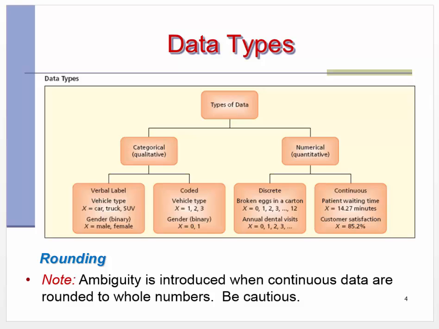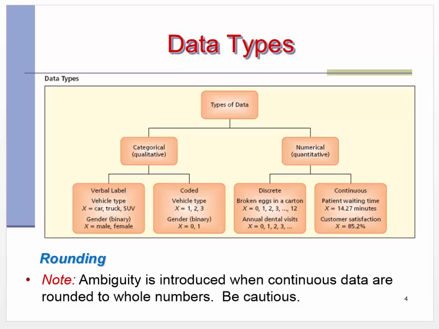On numerical data, the data could be discrete or continuous. Discrete numbers are whole numbers, whereas continuous numbers are with decimal point or fractions. For example, the number of broken eggs in a carton is discrete, as you can have only whole numbers from 0 to 12 for the number of eggs that are broken. The number of annual visits to your dentist is also discrete. You can visit your dentist 0 times, 1 time, or 2 times, but not 1.3 times.